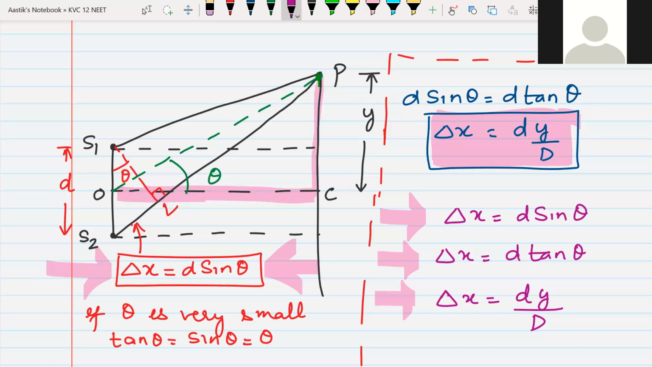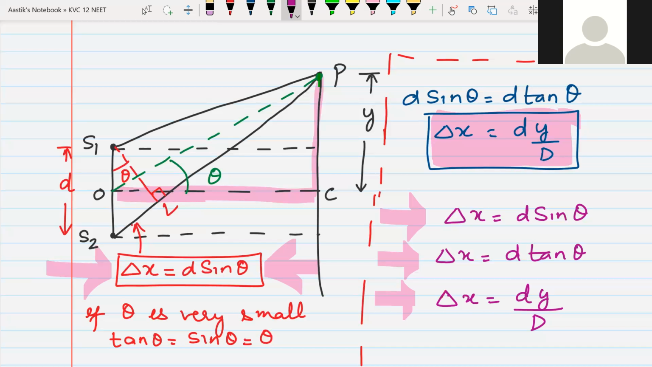Do we understand this, what I've written? If you have any confusions, please ask. I have taken two approximations. Please remember the two approximations that I have taken.